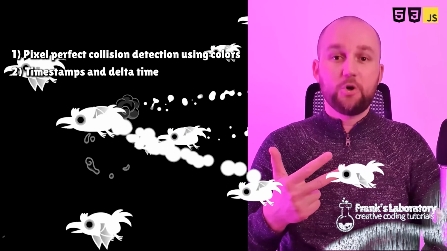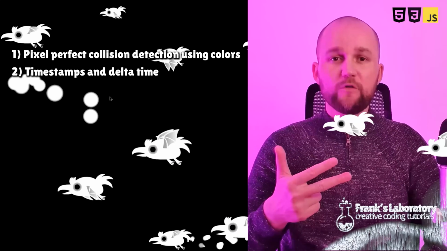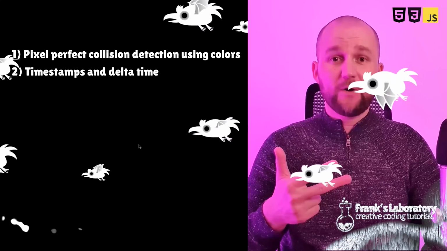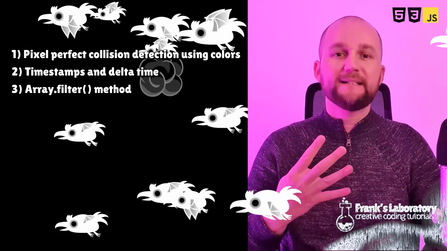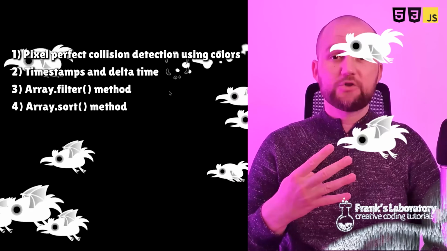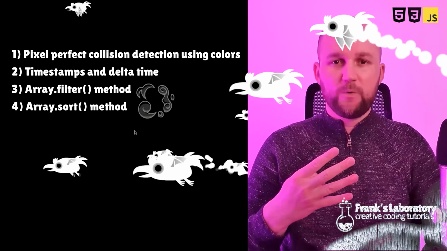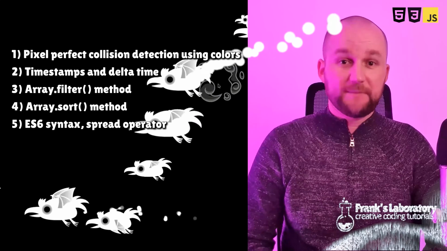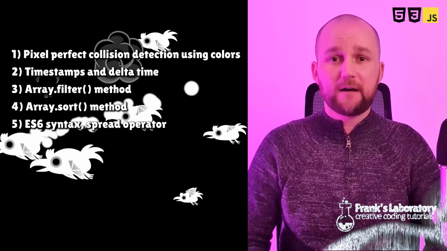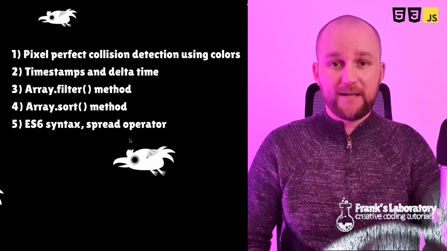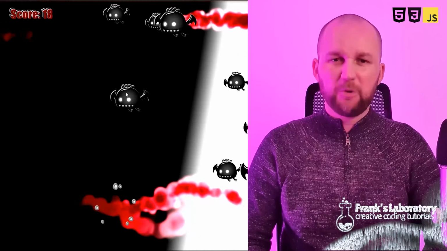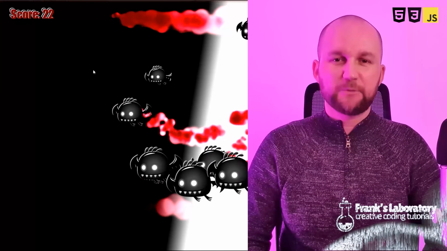We will learn about arrays, and I will show you how to remove all the game objects using array filter method, and how to use array sort method to create a correct draw order in a 2D game. We will also talk about modern JavaScript syntax, and we will learn how to make our animation code cleaner and less repetitive with the spread operator. I will also share many small tips and tricks as we go along.